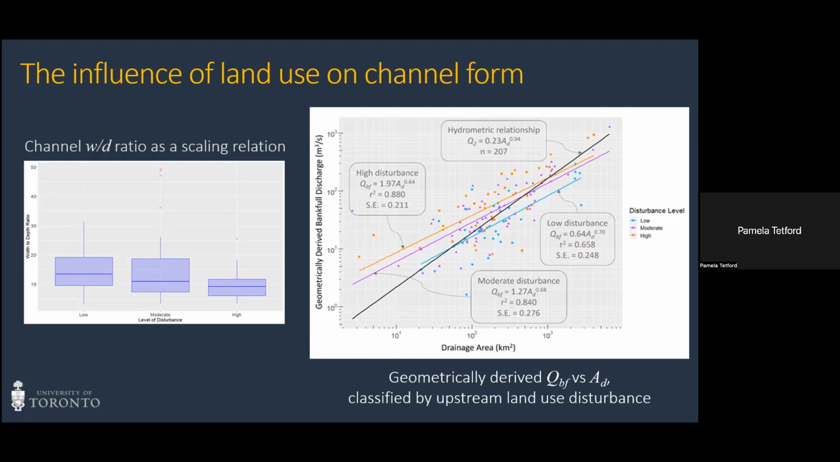So we see that in the smaller catchment areas, less than 100 square kilometers, these river reaches are being impacted by proportionately high levels of human disturbance. And in some reaches, this is also occurring with the moderate levels of disturbance, where they are plotting again above this hydrometric relationship. So this again is suggesting that the channel form may be enlarged, possibly by these flashy instantaneous flows that aren't being captured by the mean daily discharge.